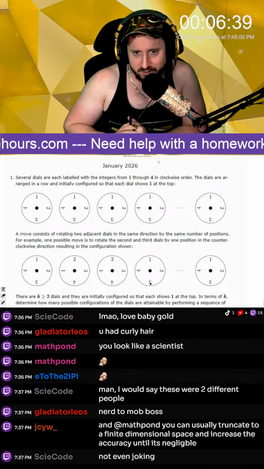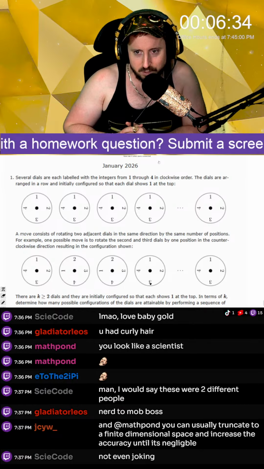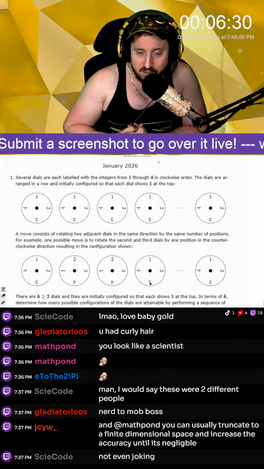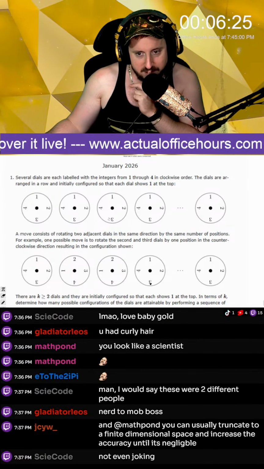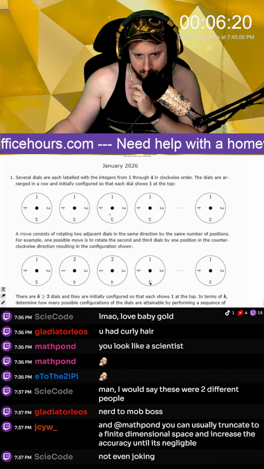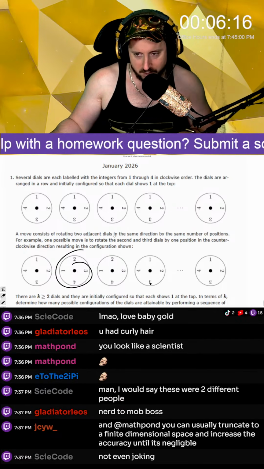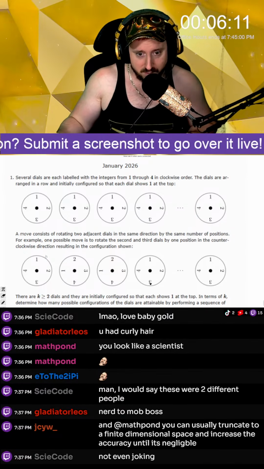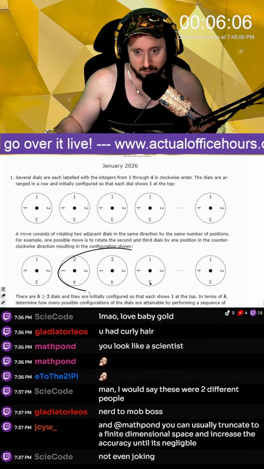Okay, let's see. Several dials are each labeled with integers 1 through 4 in clockwise order. The dials are arranged in a row and initially configured so each dial has a 1 at the top. That's cool. It just says several dials, by the way. We don't even know how many dials it is. A move consists of rotating two adjacent dials in the same direction by the same number of positions. For instance, one possible move is to rotate the second and third dials by one position counterclockwise. Okay, so that means to take this and rotate it this way, and take this and rotate it this way. Cool, so we get that.